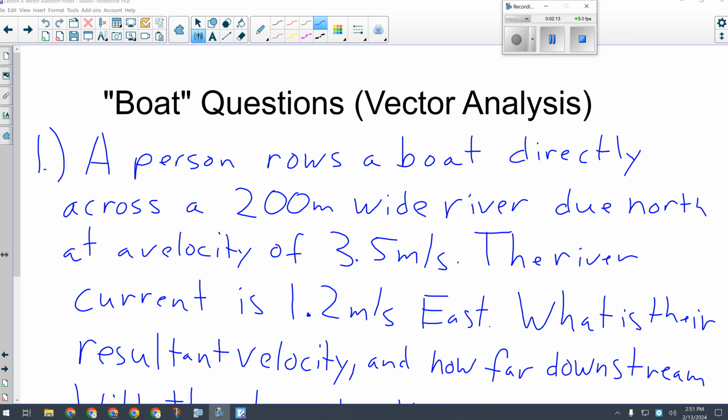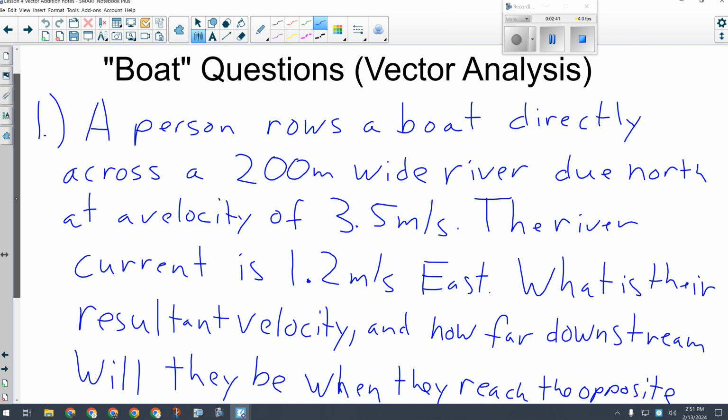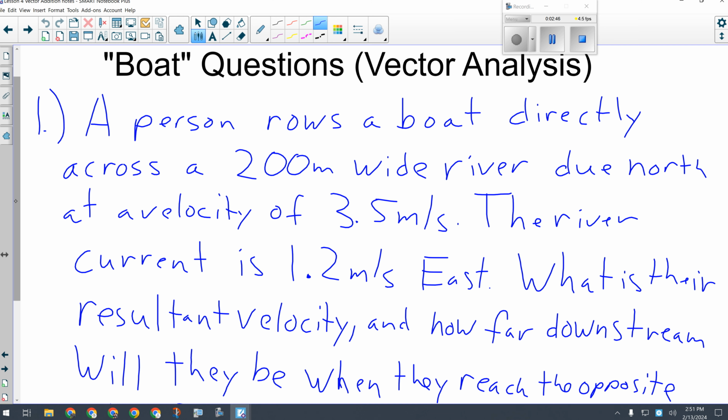In a boat question, the vectors are happening at the same time, because a person is trying to row across the river while the river is carrying them downstream. In these type of questions, we're usually talking about velocity vectors, not displacement vectors. But all vector quantities are added the same way, so that part doesn't really matter that much. All right, so what I would like you to do is copy down what's on the screen right now: boat questions, vector analysis. Then I'll scroll up so you can see the whole question, and I'll have you write down the whole question.